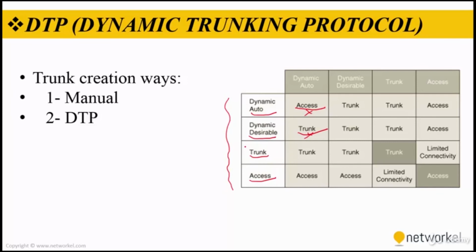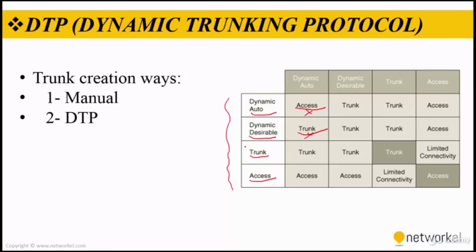Access puts the Ethernet port into permanent non-trunking mode and negotiates to convert the link into a non-trunk link. The Ethernet port becomes a non-trunk port even if the neighboring port does not agree to the change. Trunk puts the Ethernet port into permanent trunking mode and negotiates to convert the link into a trunk link. The port becomes a trunk port even if the neighboring port does not agree to the change.